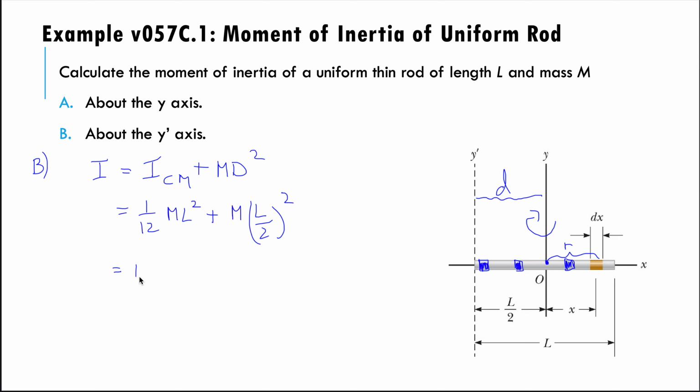So when we do this, we're going to get 1/12 ML squared plus 1/4 ML squared. When we add these two together, that's going to give us 1/3 ML squared. So as we expect, we have a higher moment of inertia when we rotate about one end of it. And once again, this is the same expression that we found in that table.